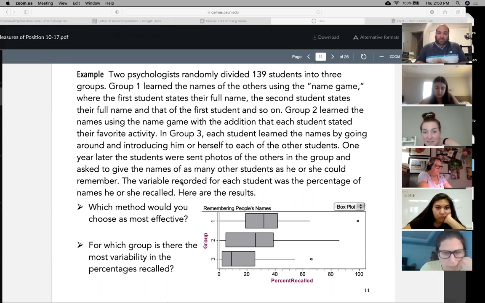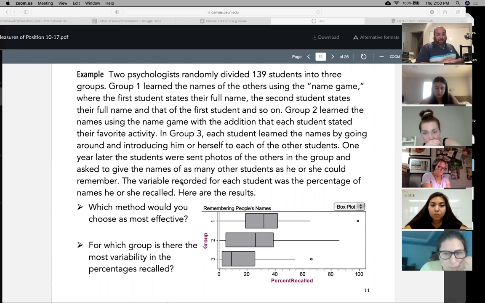One year later, the students were sent photos of the others in the group and asked to give the names of as many other students as he or she could remember. The variable recorded for each student was the percentage of names that he or she recalled. Here are the results, listed as box plots.